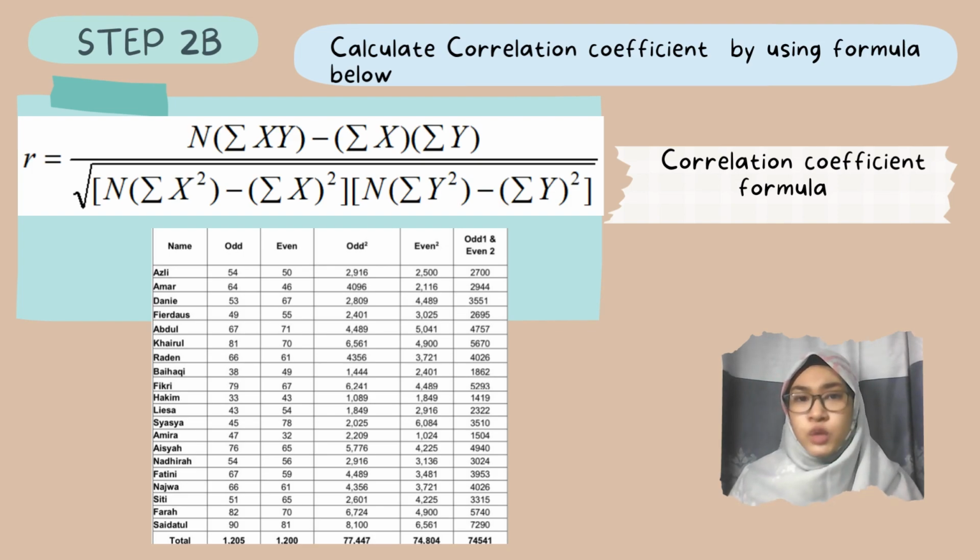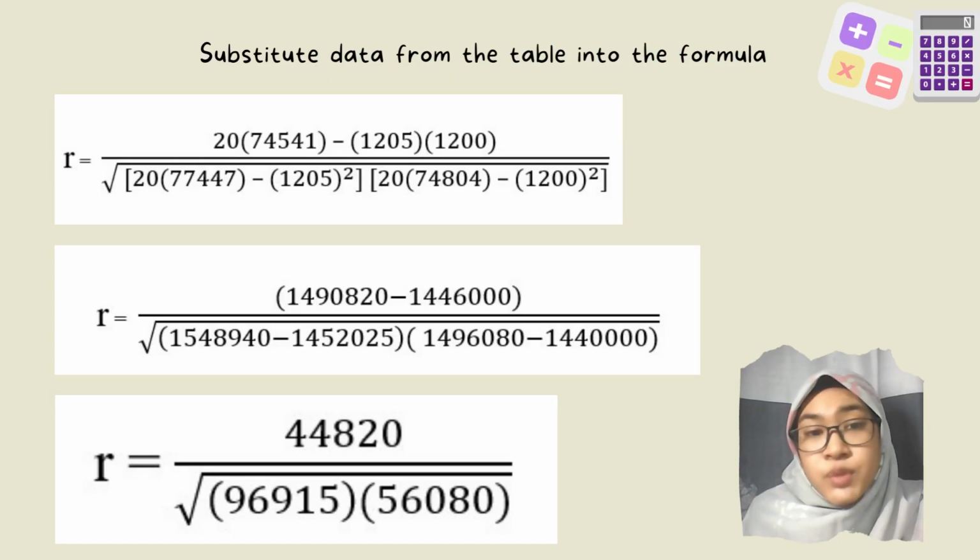I will continue the presentation of my part, still in step 2, by presenting how to calculate the value of the correlation coefficient using the formula as shown below. We will use the data and values obtained from the table on the previous slide. First of all, I will explain the meaning of the symbols N, X, and Y in the formula. N is the total number of students, X is the value of the odd number, and Y is the value of the even number.